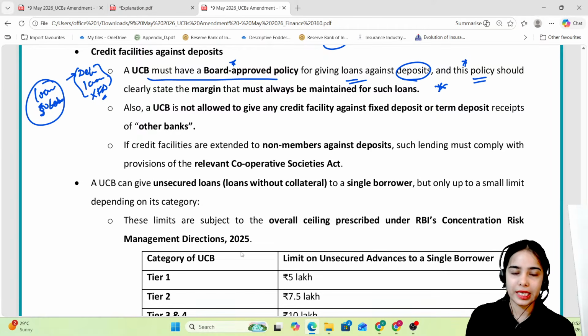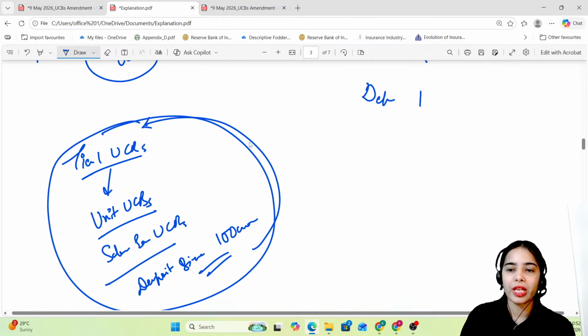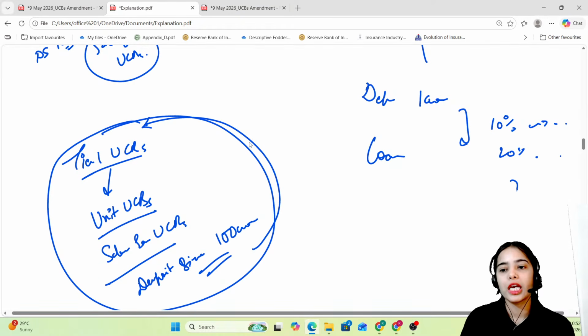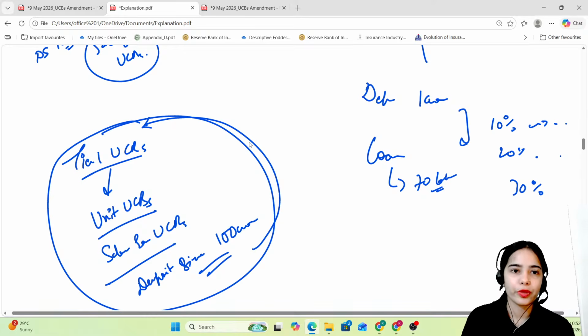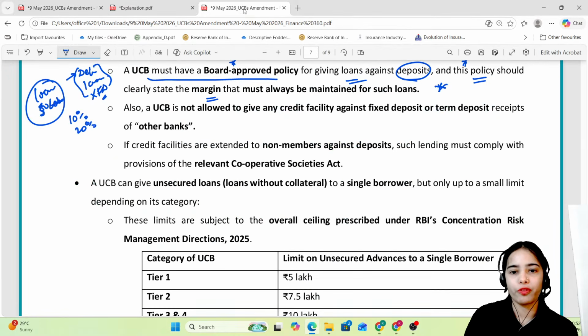policy should clearly state the margin. Margin means that 10% less or 20% less, what will be the margin? If the deposits are of 1 crore, how much loan can be given at the margin of 10%, 20%, 30%. If the margin is 30%, that means loan can be given 70 lakhs only. Okay, so margin has to be decided on the basis of the board approved policy.